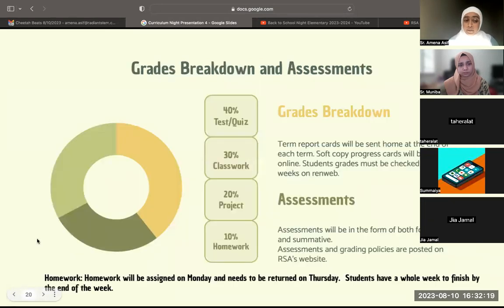This is the grade breakdown again, upper elementary, very close to middle school. So as you can see, they are going to have a 40% weightage for tests. Almost every subject test is taken sometime during the week. 30% for classwork, project is 20%. As you can see, the top three assignments are done in class. Homework is 10%. So if homework is consistently not being turned in, it does affect the average.